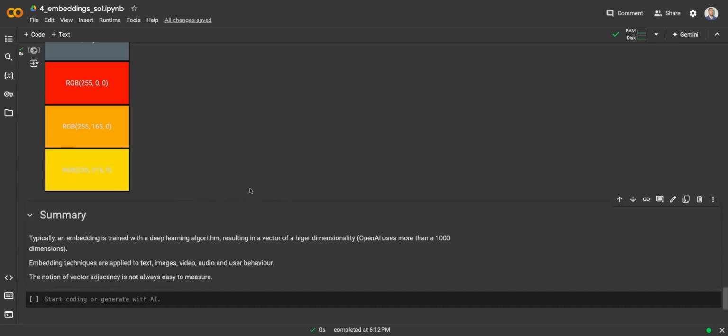I think that the trickiest part with embeddings is to understand how to measure them, how to quantify whether those embeddings are good or not.